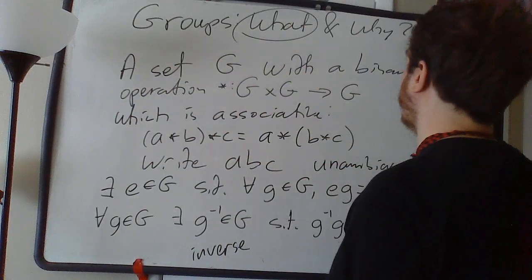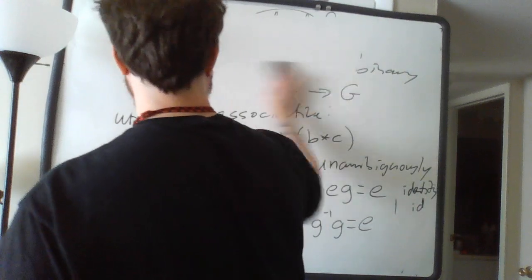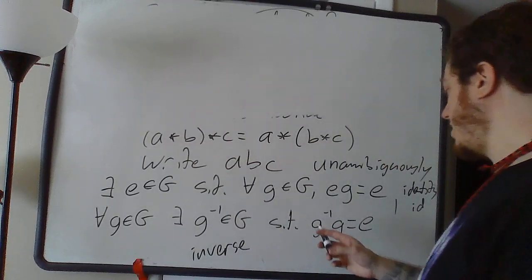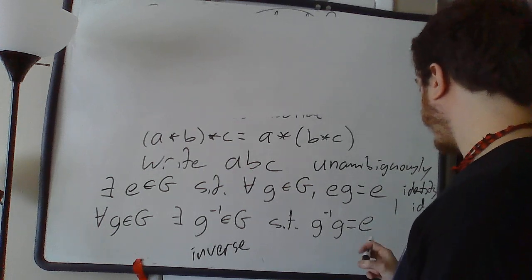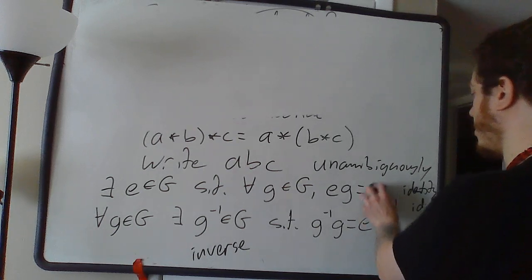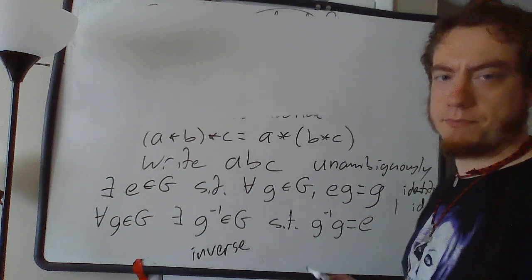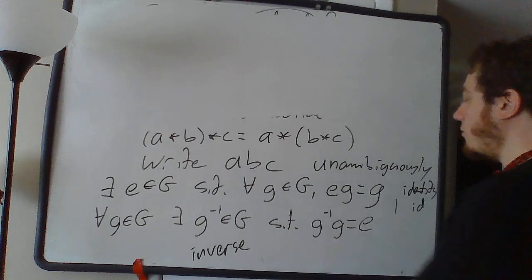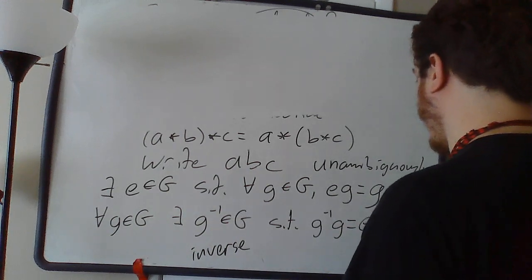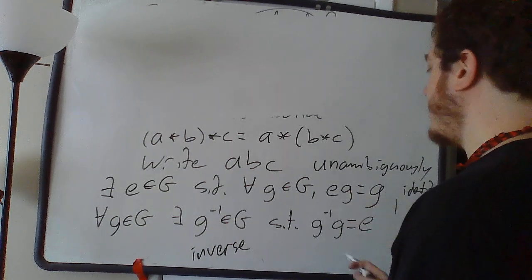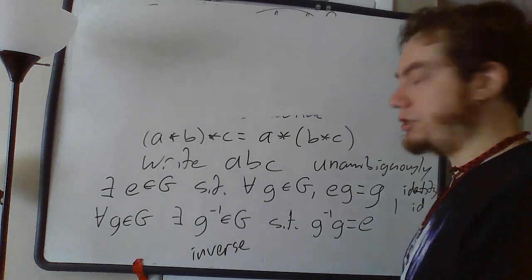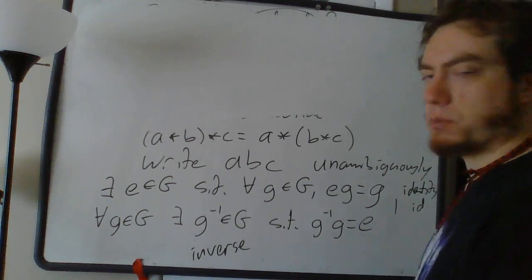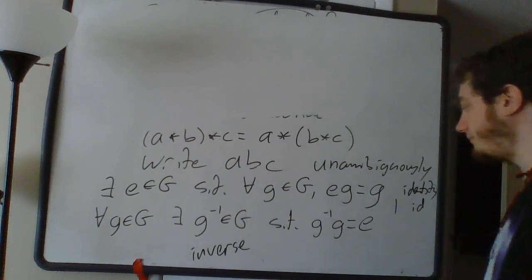Now, a lot of things turn out to be groups. By the way, you can show from these properties that, why did I say EG equals E? I meant EG equals G. I'm an idiot. So you can show from these properties that the identity holds good on both sides. So G times E is also equal to G, and you can show that the inverse works on both sides as well.